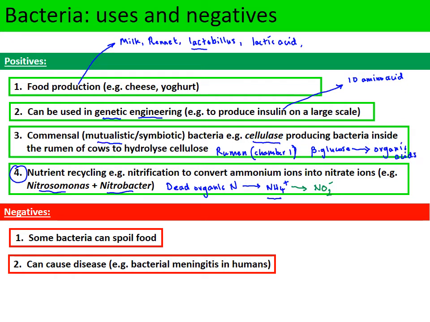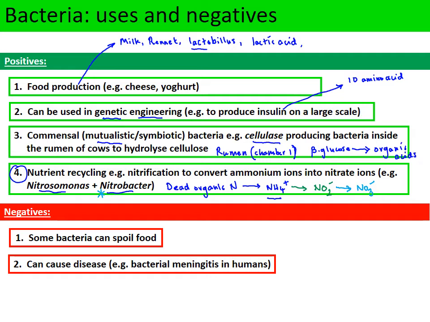Now, some of these nitrite ions are secreted into the soil and then absorbed and converted into NO3- nitrate ions by Nitrobacter. Now, these are both obligate aerobes. That means they only replicate in the presence of oxygen, so they respire aerobically.